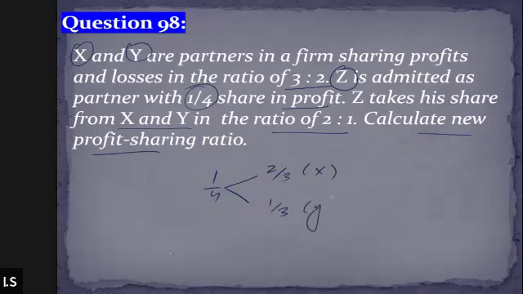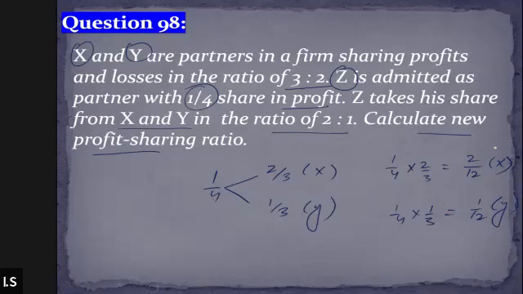Everybody is able to understand this? Yes, sir. So if we calculate 2 by 3 of 1/4, if Z is saying that he will be acquiring 2 by 3 from X and 1 by 3 from Y, that means 1/4 into 2 by 3, 2/12, this much of share will be acquired from X. And similarly, 1/4 into 1 by 3, that means 1/12, this much of share will be acquired from Y. Is that clear to everybody? Yes, sir.